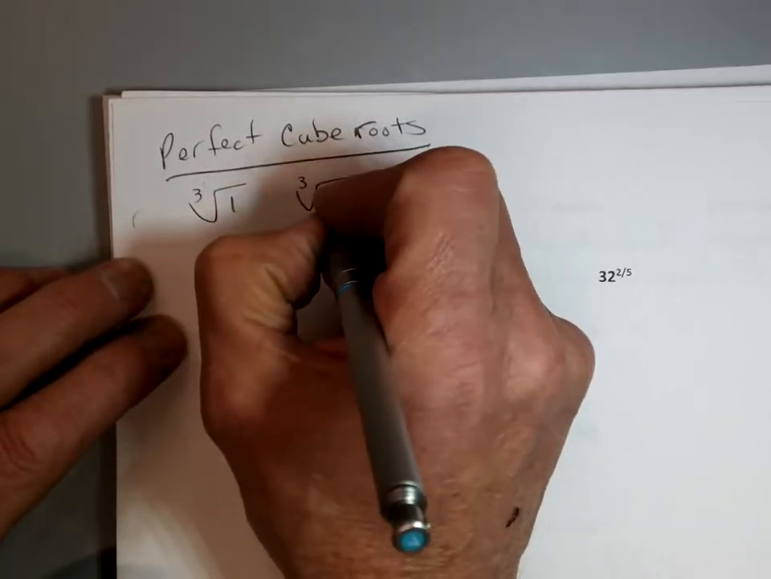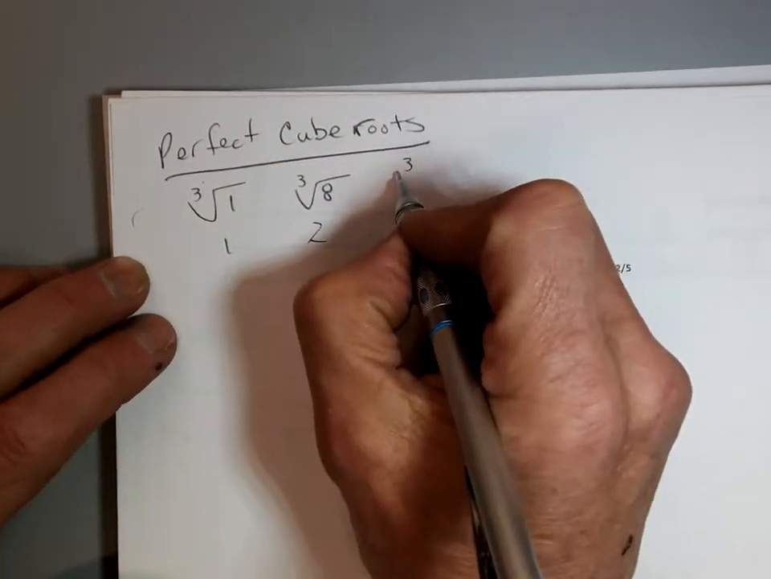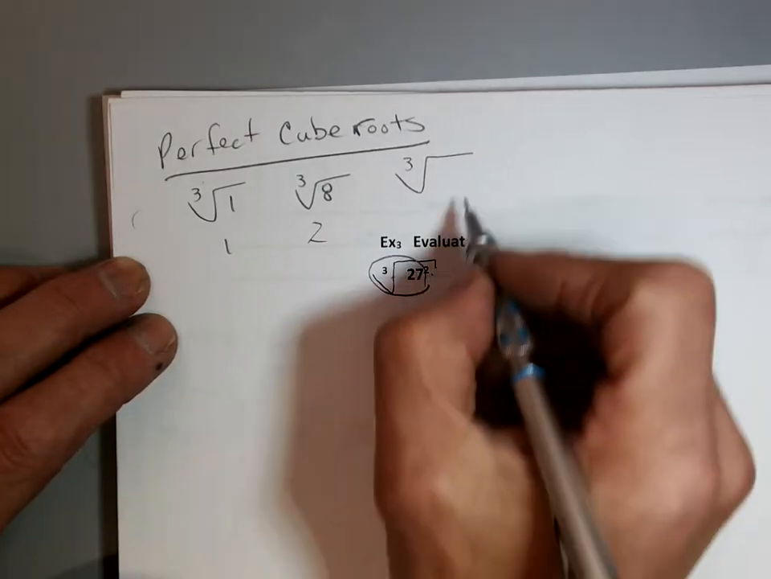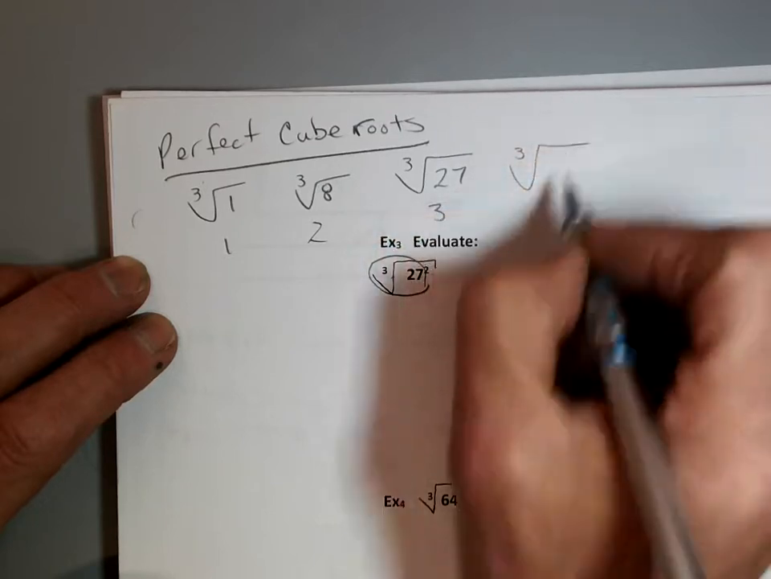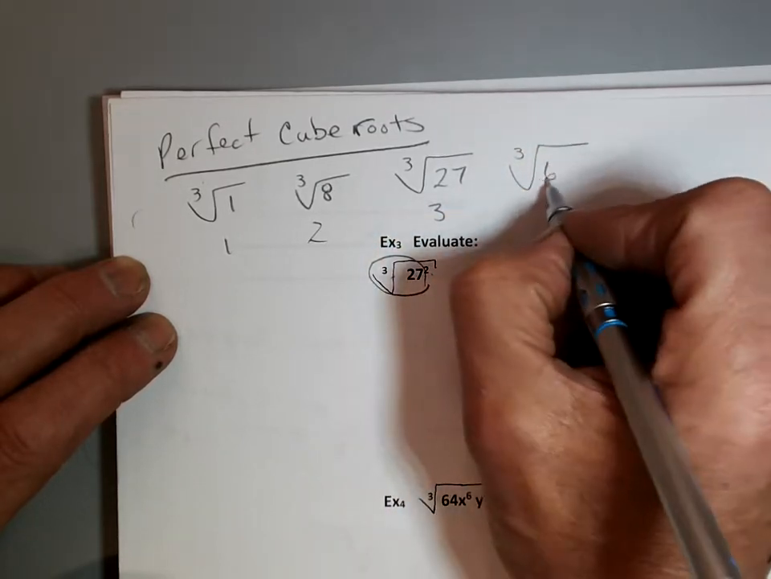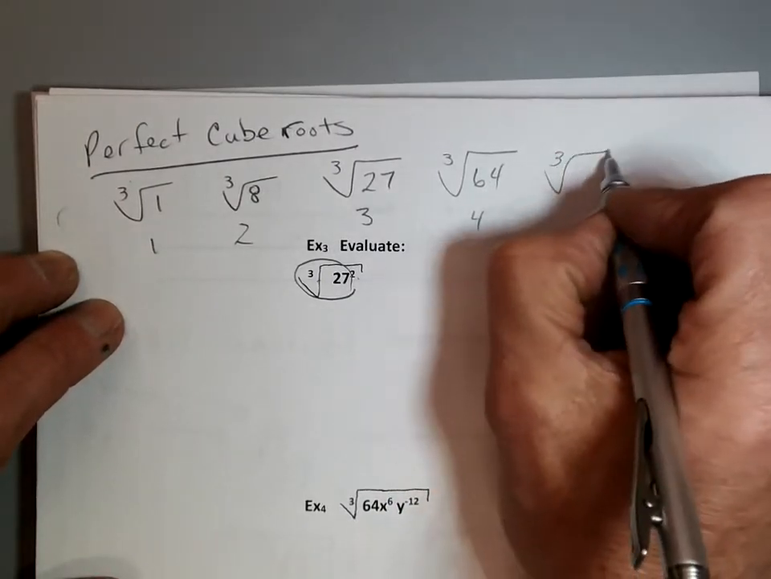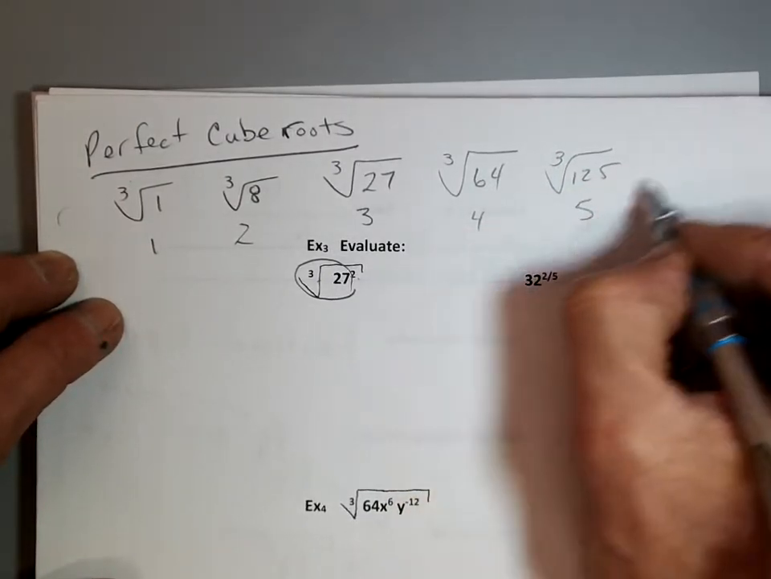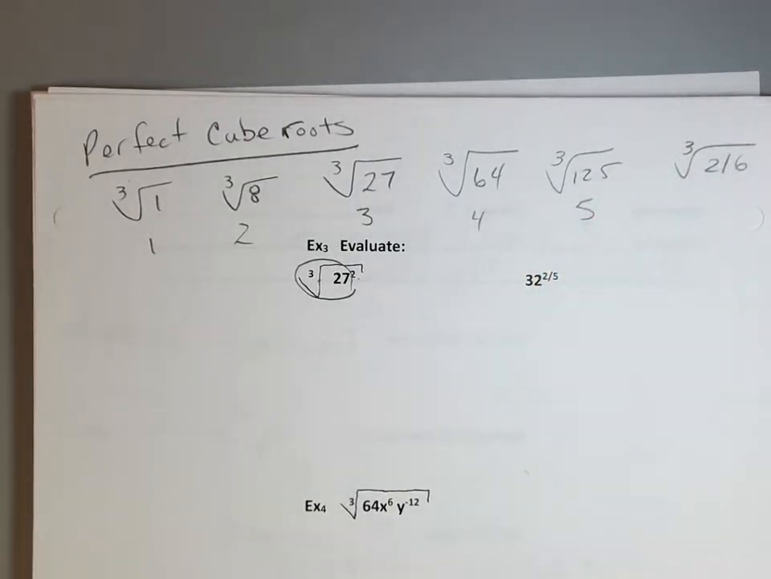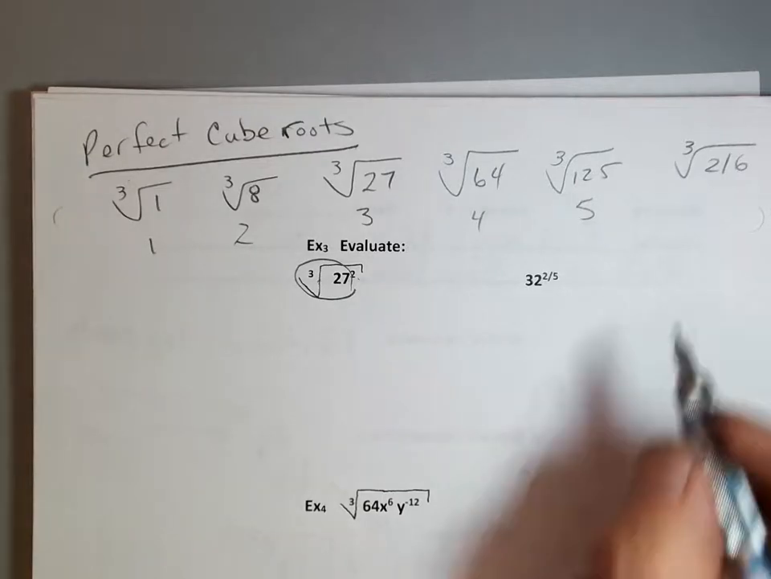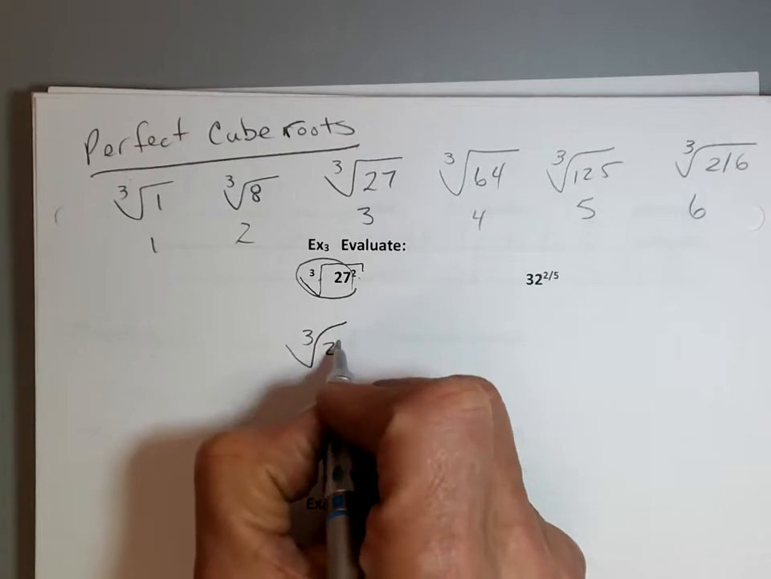Cube root of 8 is 2. What's the next one? Cube root of 27 is 3. Cube root of 64 is 4. What's the next one? 125. Cube root of 125 is 5. And we'll, 216. And that's probably all the further we have to go. And then we can use a calculator if we're not sure what the next ones are. Is 6.